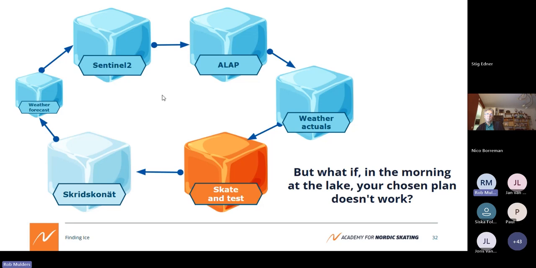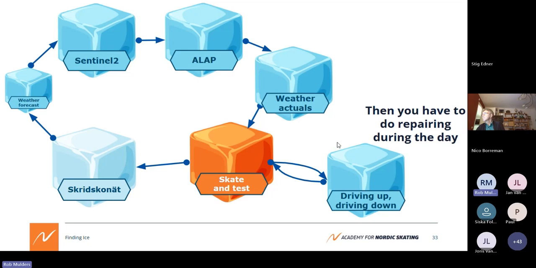Some people are so fast with the Sentinel pictures that they can come up with an alternative lake on the spot. But you should check also the weather actuals for that lake. So often it takes too much time to do the whole process again and again. So you want a short process to save the day. And that's what I call the technique of driving up, driving down. That's what's in your toolbox for repairing the day, for repairing your chosen plan.